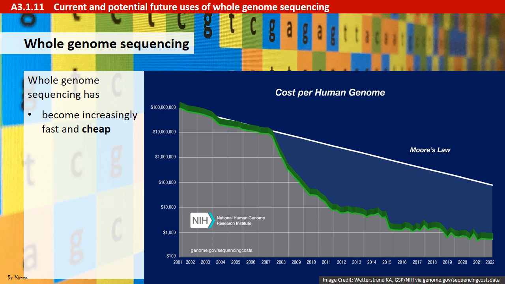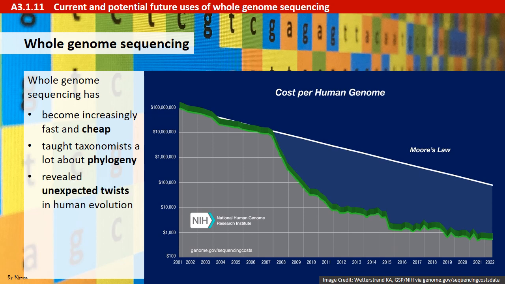But then it suddenly became even cheaper, and in about 20 years, the price per genome sequenced has gone from about $100 million to less than $100. Whole genome sequencing has taught taxonomists a lot about phylogeny. It has revealed unexpected twists in human evolution, and it has allowed doctors to start developing personalized medicine. And we will have a closer look at each of these 3 points.